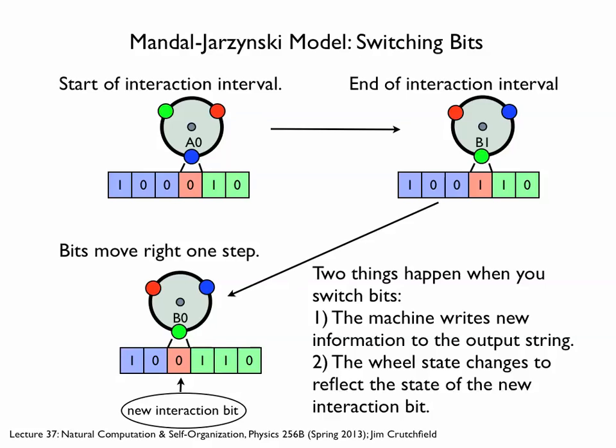So to put this all together, we also consider switching of bits. At the start of the interaction interval with this bit, you're at A0 and you have a 0 at this bit. And then you evolve according to the thermal fluctuations, and let's say you end at B1. Now, that means that the interaction bit changes to a 1. And then you switch the bits. So this new interaction bit, you move this tape to the right once. That now becomes part of the output bit string. And the new interaction bit is the old last input bit, and it's a 0, so what was formerly B1 now becomes a B0 to reflect what the input bit was at that time.